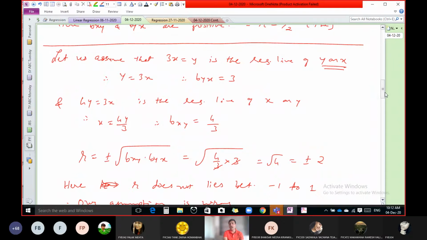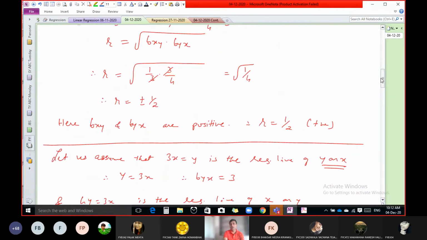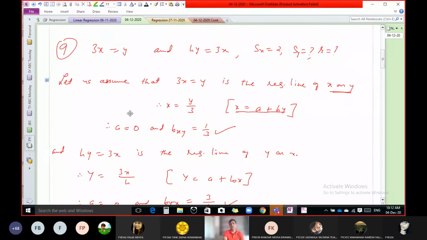But we know that r should lie between minus 1 and plus 1. So this indicates r cannot be more than 1. That is a property. So this indicates our assumption is wrong. And once it is a wrong assumption, you have to consider another assumption, and you have to do up to this.